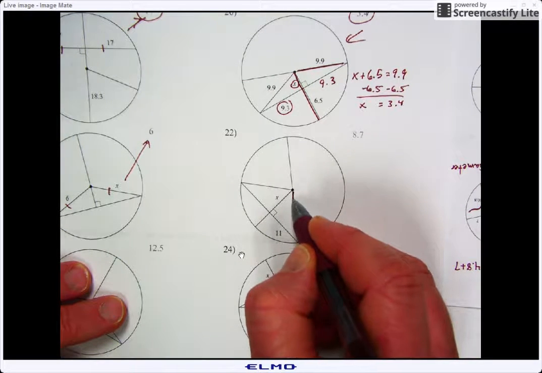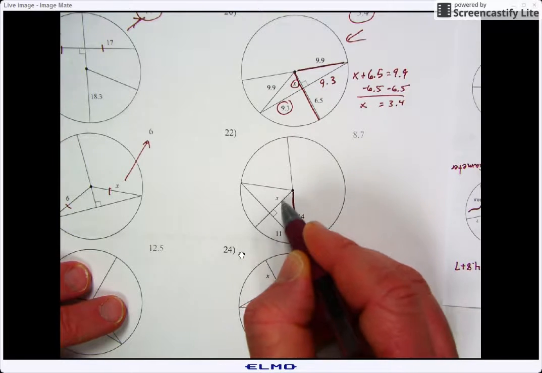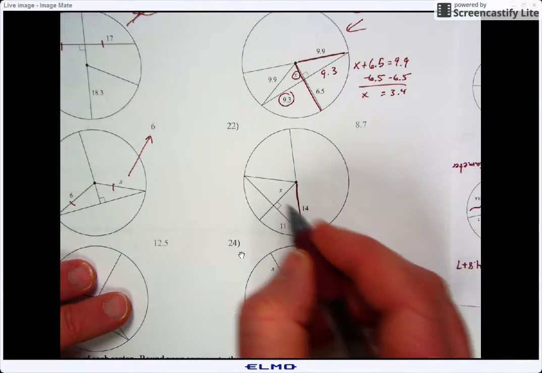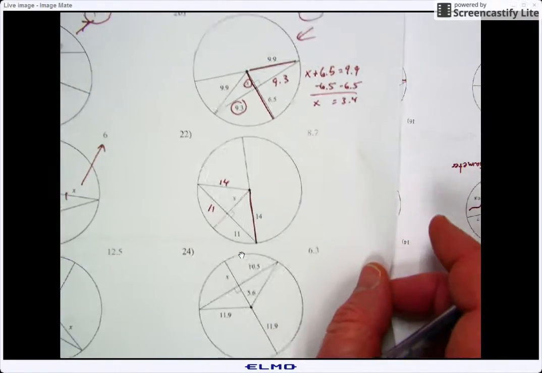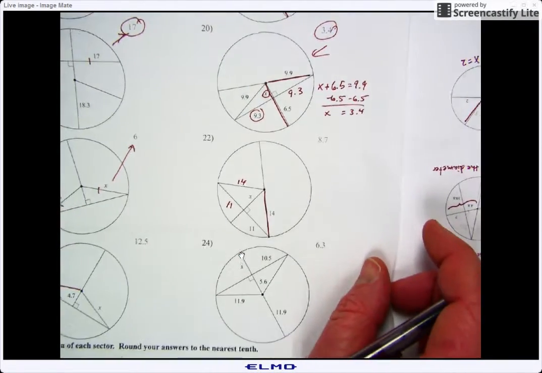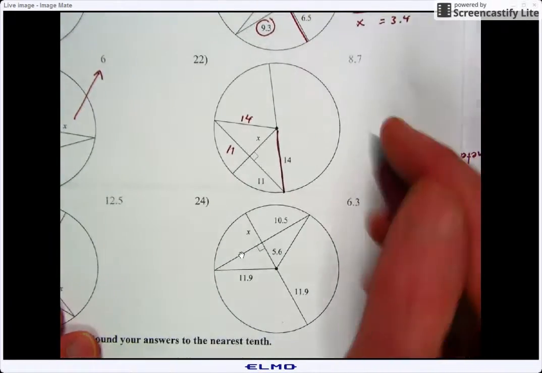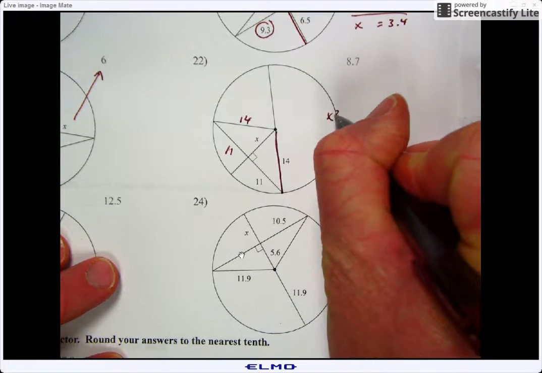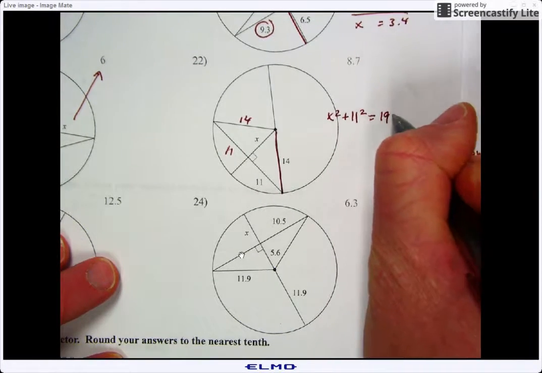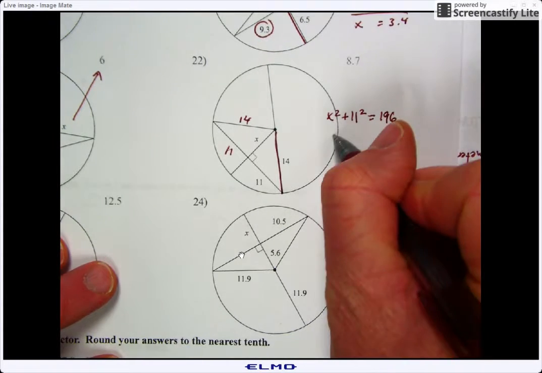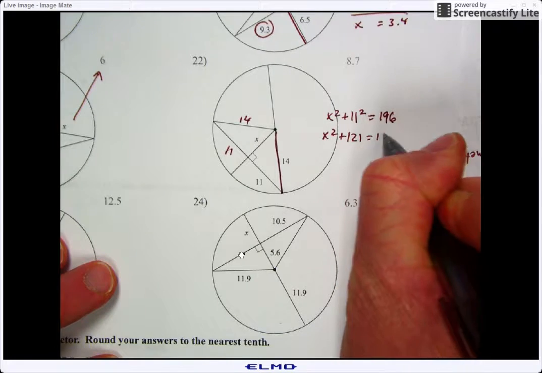I have a radius. I know that's 14. I don't have anything else. So this 11, this 14, none of that helps me. So I am going to use Pythagorean theorem for this. Go to the side opposite the right angle. That's your C. A squared plus B squared equals C squared. I'm sorry, I squared that in my head. It's natural.